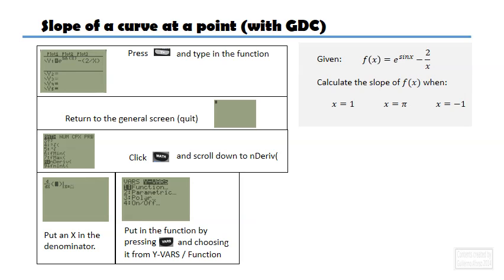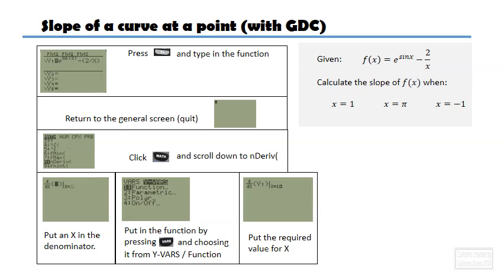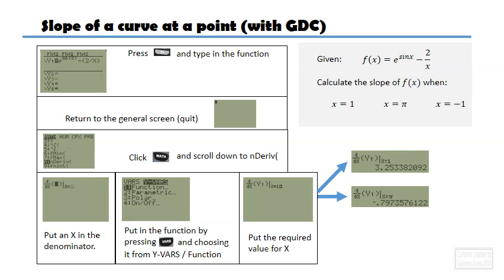Now what do I insert here? Rather than having to type this all over again, I can just go to Vars and go to Function. If I enter here, I can enter Y1, which is where I put the function in the first place. I put the required value for x. I'm going to put x equals 1. And I'm going to get the value of the derivative there. It just calculated it for me. I didn't have to do that much, did I? I can also calculate for x equals pi and for x equals -1. It's very easy to get results here.